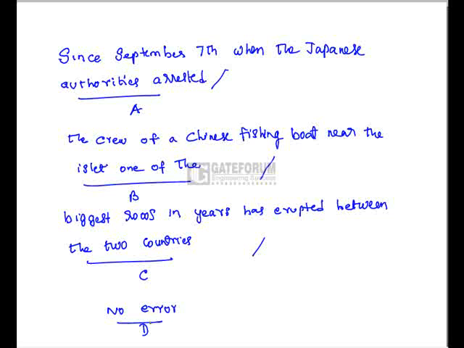Now the sentence begins with "since". This is a present perfect tense. You must look for immediately "has" or "have". Is it there? Check it. It is given in C, so it is correctly matching.